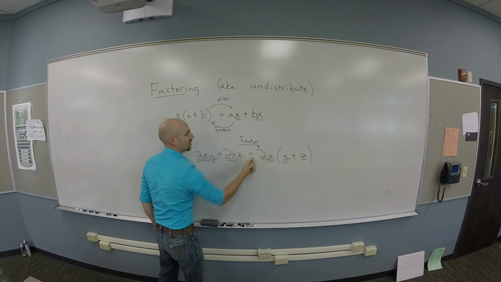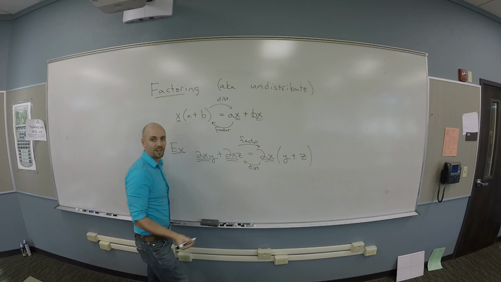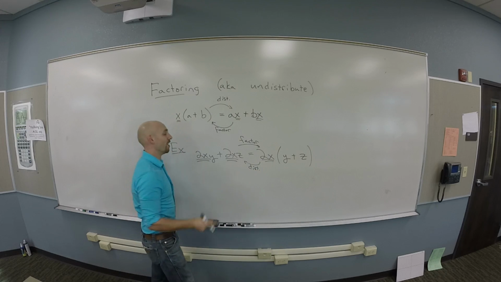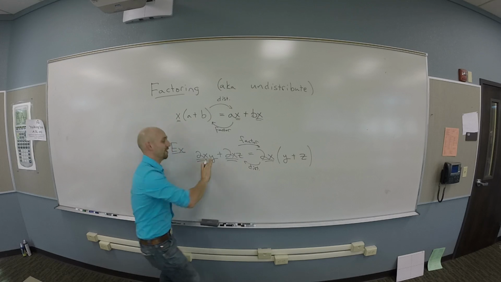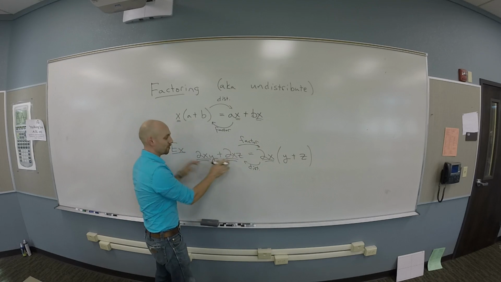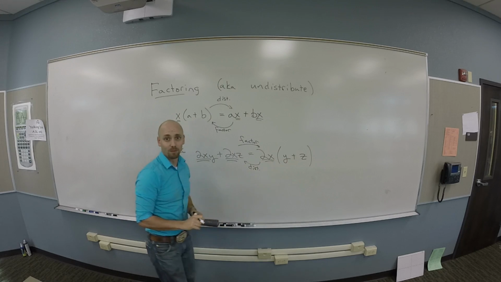See that? This way is distributing. So we've been thinking distribute, but now we're going to think undistribute. So all we have to do is spot what's common and pull it out and write this as a distribute problem. Cool?